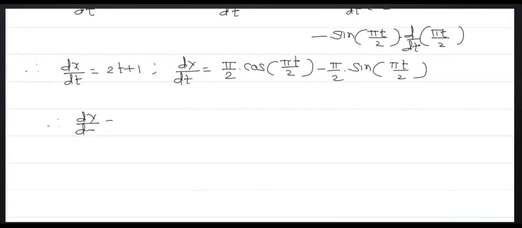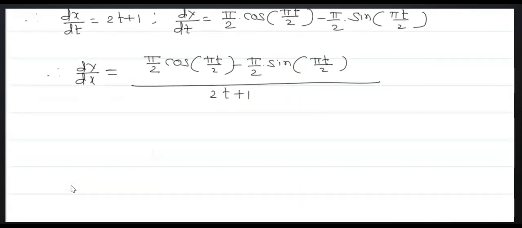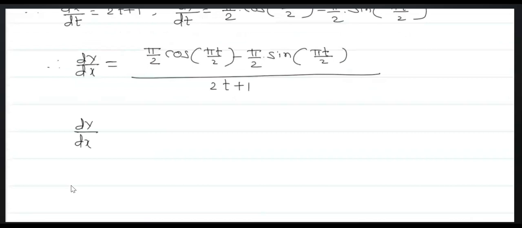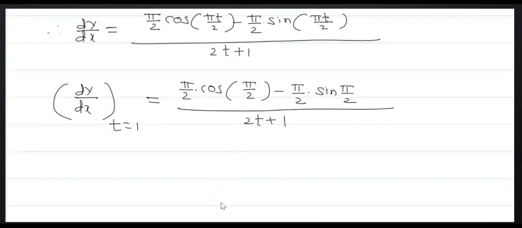Therefore, dy by dx is equal to pi by 2 into cos of pi t upon 2 minus sin of pi t upon 2, upon 2t plus 1. dy by dx at t is equal to 1 is pi by 2 into cos of pi by 2 minus sin of pi by 2, upon 2t plus 1, that is 2 into 1 plus 1, that is 2 plus 1.